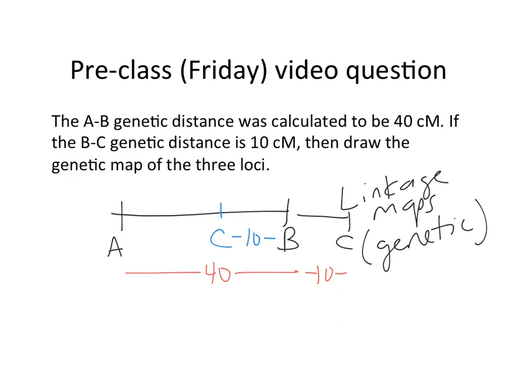Remember, genetic distances are additive. What would you predict that the distance between A and C is, depending on where it's located, in between A and B or on the right of B? If C is to the right of B, what's the distance from A to C? 40 plus 10, 50. If C is in between A and B, it's going to be 30, 40 minus 10. So we should be able to do a cross and expect that the A to C genetic distance is either 30 or 50. And that's going to tell us where to draw C on this map. Any questions about that? So that's the next step, to do a third cross.